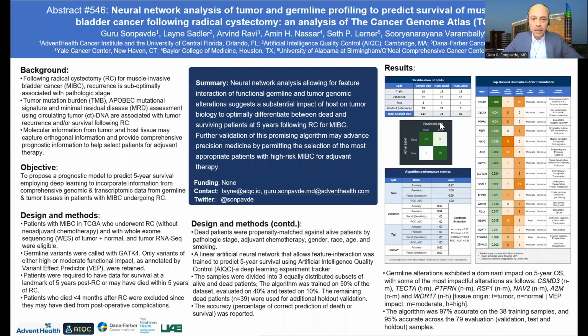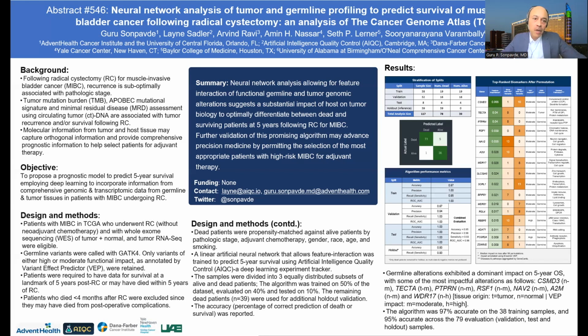This is Dr. Guru Sampavde from the Advent Health Cancer Institute presenting Abstract 546, Neural Network Analysis of Tumor and Germline Profiling to Predict Survival of Muscle-Invasive Bladder Cancer Following Radical Cystectomy, an analysis of the Cancer Genome Atlas, or TCGA. I will present the initial section of this presentation, and then Lane Sadler from AIQC, or Artificial Intelligence Quality Control, will present the remaining segment.